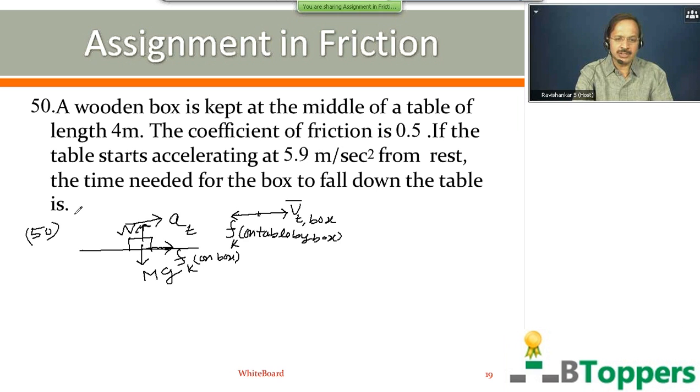But if you analyze the motion of the box relative to the table, that means we are drawing the free body diagram for the box with respect to the table. So the frame of reference fixed to the table is moving with an acceleration of magnitude a_t towards right. So this frame of reference is an accelerated frame of reference.